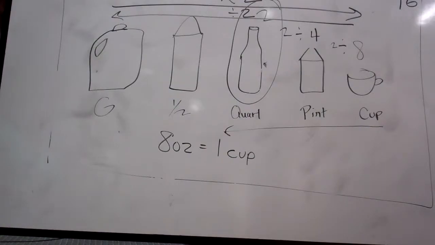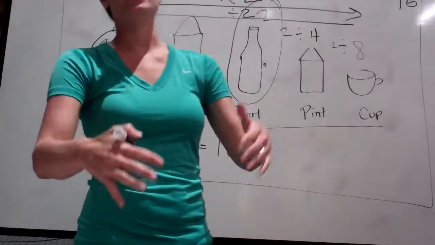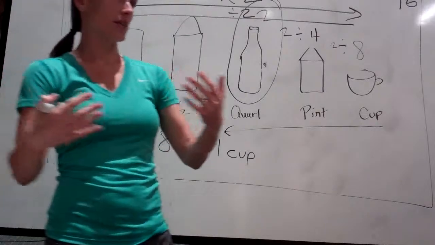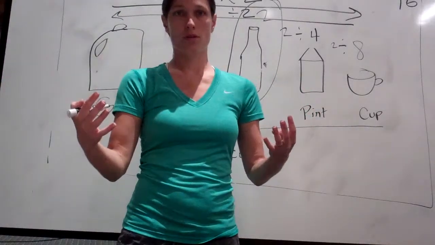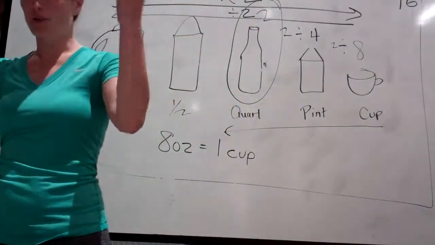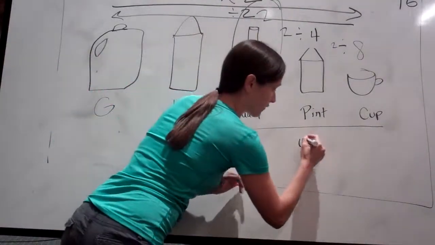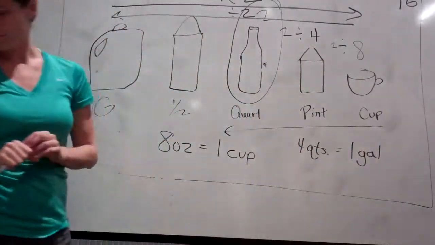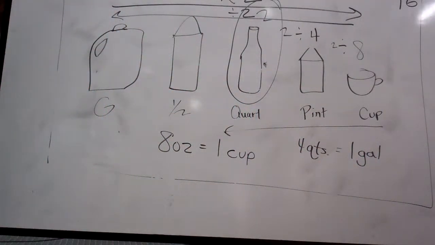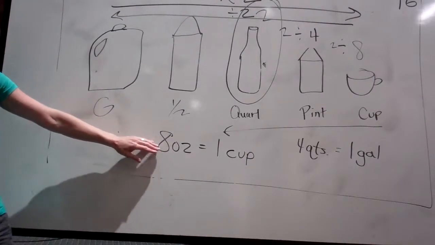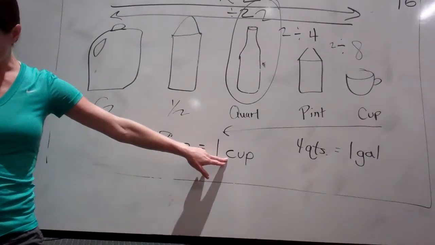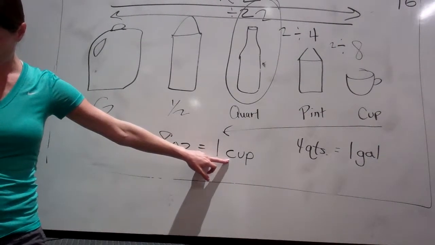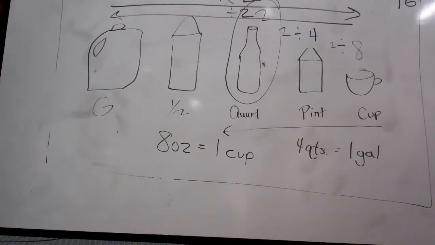All right. Who knows some just random answers to these? How much is 4 quarts? A gallon. That should be like a normal one that you just know. So everybody write that one down. 4 quarts equals 1 gallon. I just gave you one. 8 ounces equals 1 cup. That's another one you need to know. And the other ones you can just kind of find out based on how you do this.